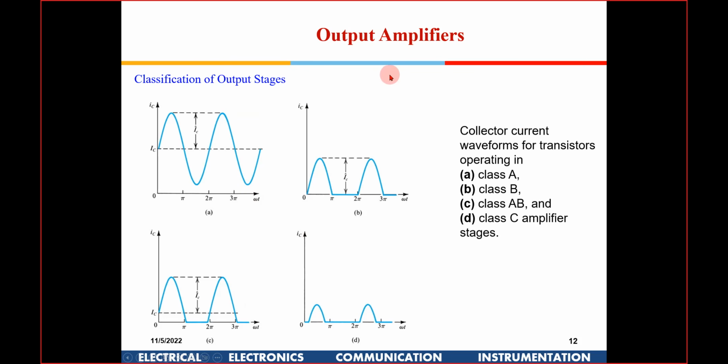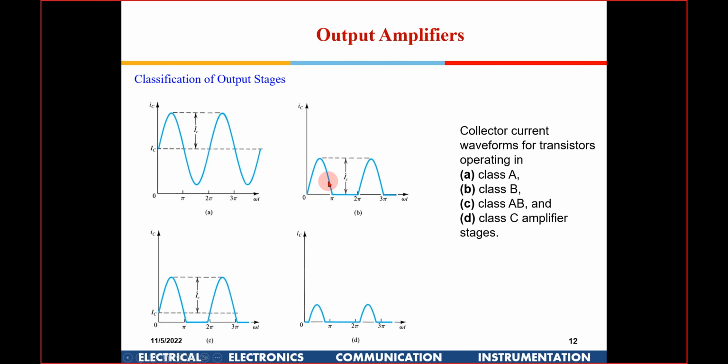Now, if you see the output stages, they are classified into a few: class A, class B, class AB, class C. Now, that depends on the conduction time of the transistors. If the transistor is conducting throughout the cycle, in that case, it will be known as a class A amplifier. But if the transistors are just conducting during a half portion of the cycle, obviously there is some other transistor which will be conducting during this period. Okay.